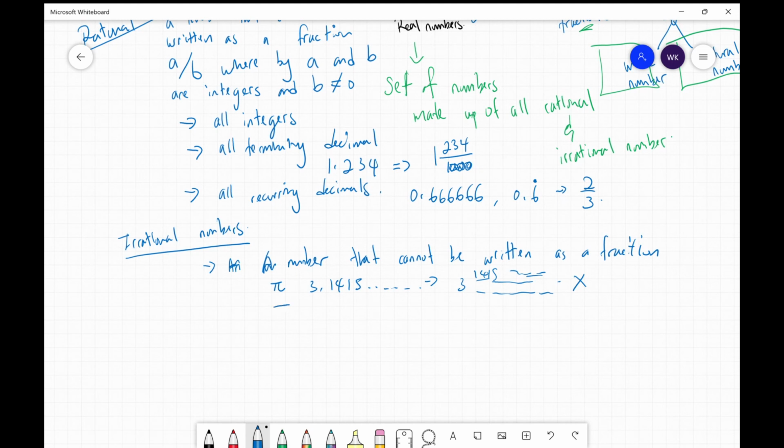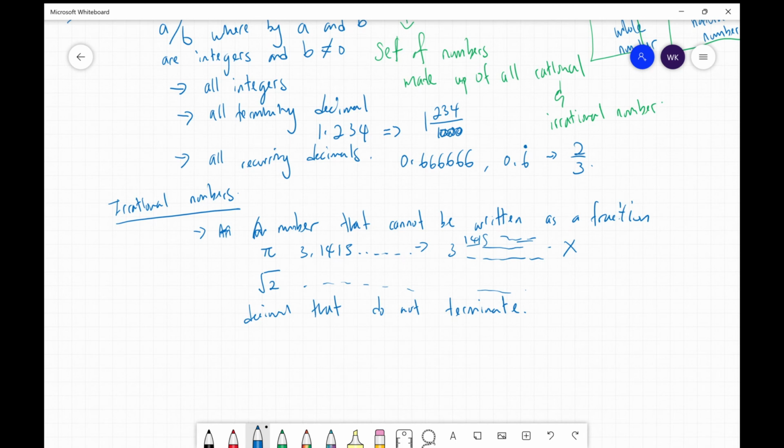So for something like square root of 2, you also cannot write it as a fraction. The decimal will go on forever. So there are decimals that do not terminate. You can actually get a calculator and try it for yourself. The numbers at the back are not repetitive.